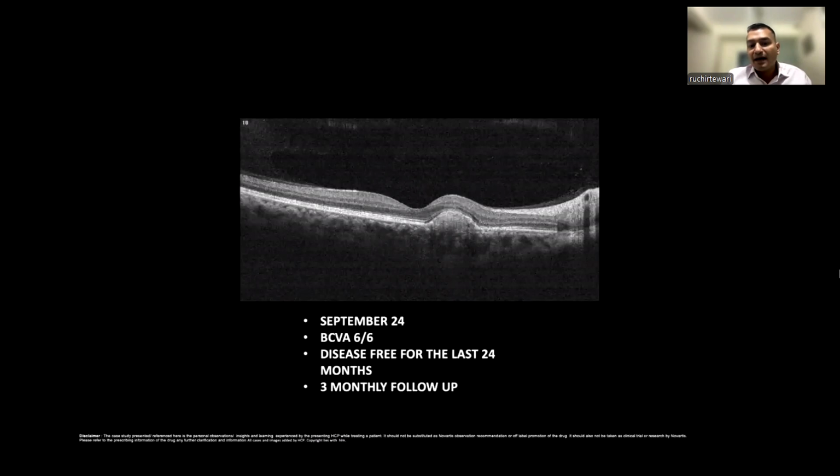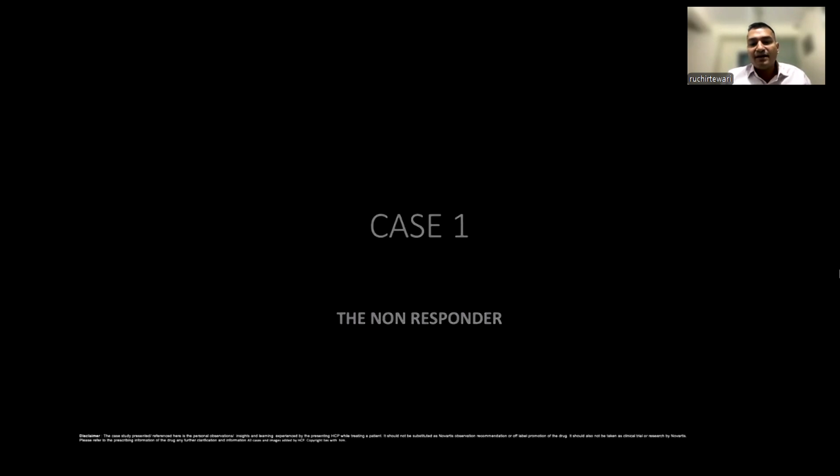This is November of 22. This patient came back in September 22. Her BCVA is 6/6 and she has been disease free for the last 24 months. She's on a 3-monthly follow-up schedule. With this, I'll come to some DME cases.